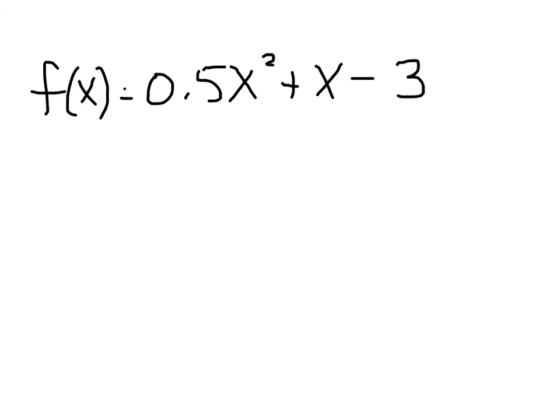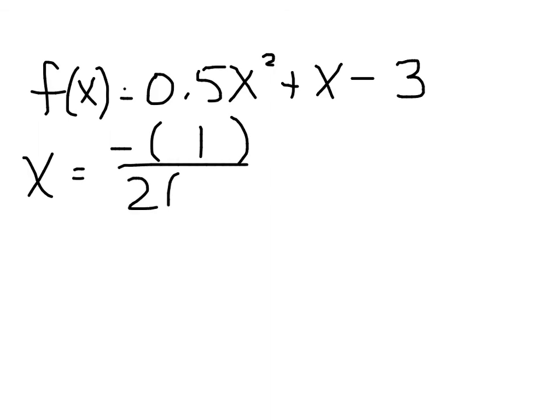So pick a number. Den, would you pick a number from 21 to 30 for me? 28? Thank you, Den. All right, so there's my equation. So x equals negative, what's in the B position? 1. If there's not a number in front of the x, it's understood to be a 1. Keep that in mind. If there was no x, then it would have been a 0. Okay? Divided by 2 times, what's in the A position? 0.5.